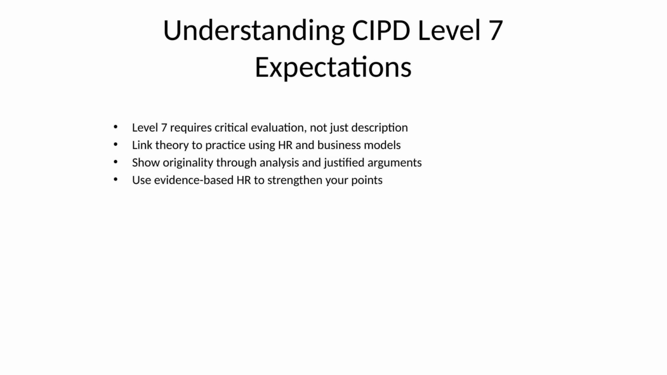Evidence-based HR is critical here. Use data, research findings, and workplace examples to support your points. Instead of saying engagement is important, demonstrate how engagement impacts performance metrics, referencing CIPD reports or journal articles. By ensuring your writing connects theory, practice, and evidence, you prove mastery of Level 7 expectations and strengthen your chances of achieving a distinction-level grade.